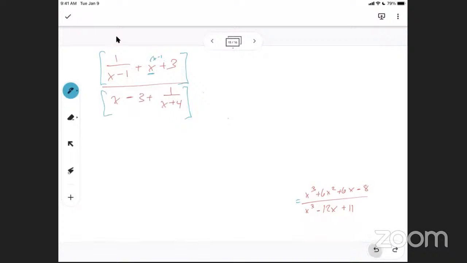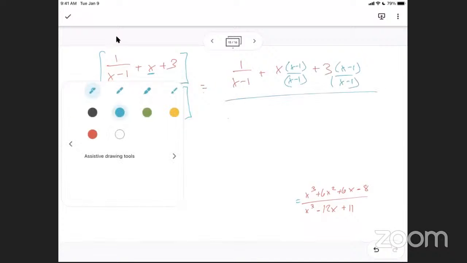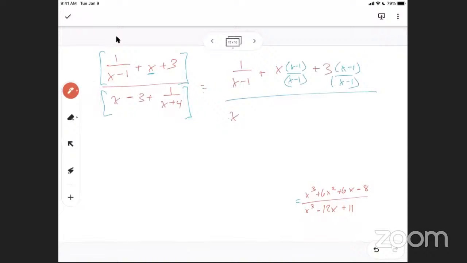Here, let me give myself some room. You could write it like this. You have an x minus 1 plus x, leave some space, plus 3. And you can put the x minus 1, x minus 1, x minus 1 all over. In the denominator, I have x, leave some space, minus 3, leave some space, plus 1 over x plus 4. It needs an x plus 4 in the denominator, right? So I'm going to put an x plus 4 and an x plus 4 because those all need that denominator. You get what I'm saying?